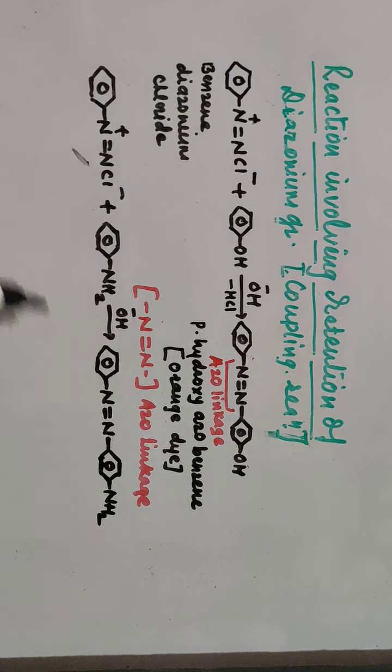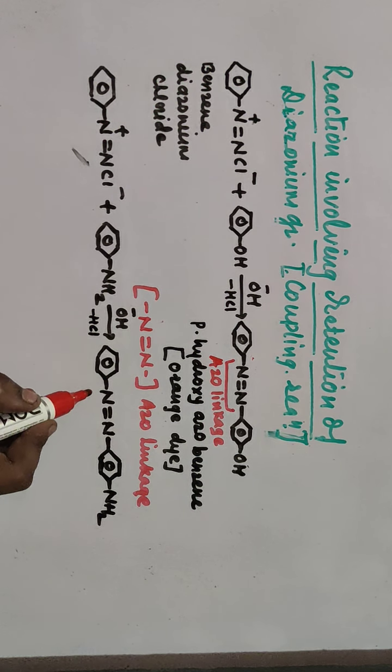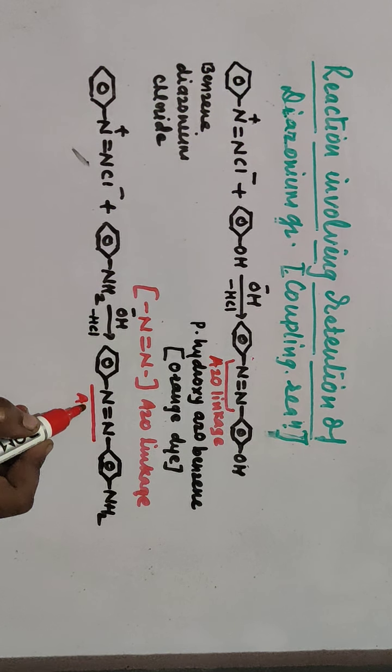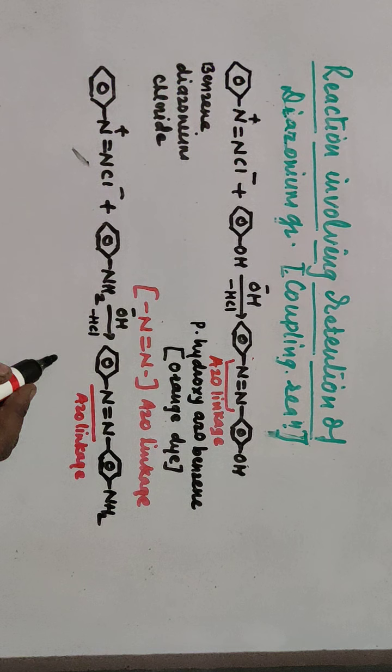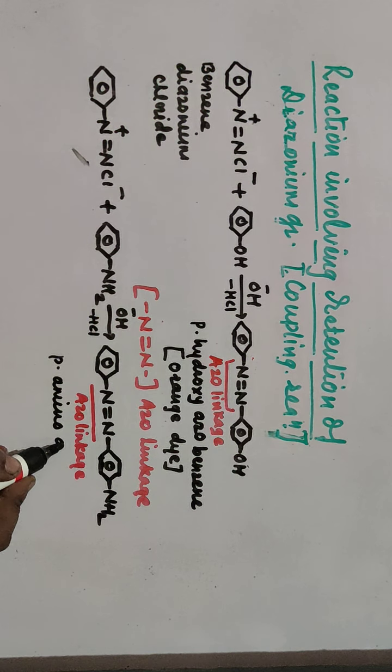Again this H and Cl come together with removal of HCl. Here also the linkage is azo linkage. And name of this compound: at para position amino group is there, so it is para amino azobenzene, and color of this compound is yellow. This is yellow dye.